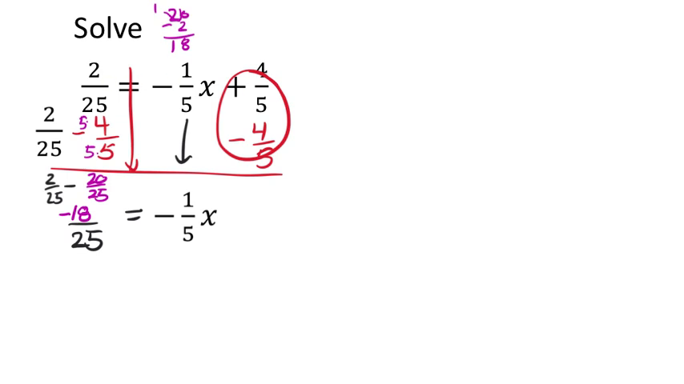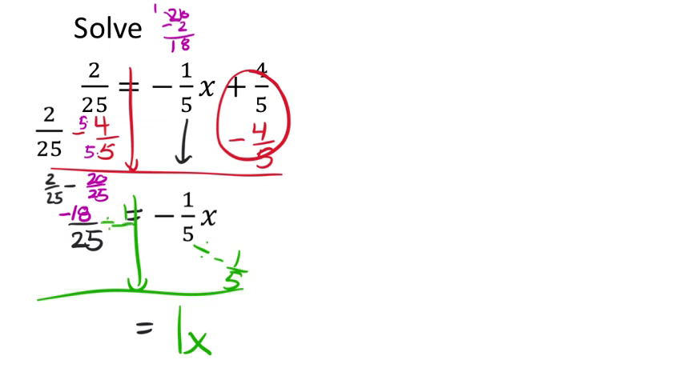It's just simplified. Now that we have that, what we would like here in the end is just a regular old-fashioned 1x, not a negative 1/5 x. So I'm going to take that negative 1/5 and I'm going to divide it by itself, negative 1/5. And I'm going to take negative 18/25 and also divide it by negative 1/5. I know that's kind of sloppy right there.